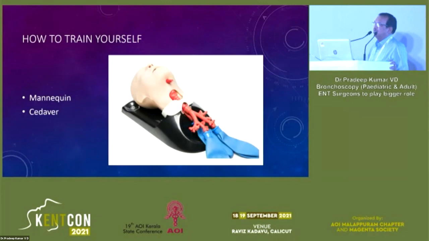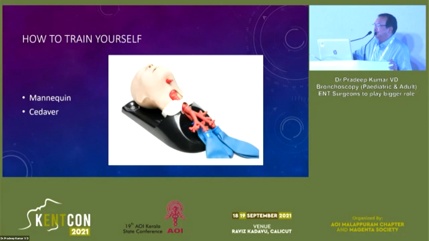So how to train yourself? There is no hands-on training available for rigid bronchoscopy. But you can train with mannequins or a cadaver, a sheep or goat cadaver with the lungs, which can be very useful. If you are really serious about it, you have to use it. I really compliment Dr. Sunil J. of Kollam. He organized a very good workshop in 2019. He had arranged all these mannequins and cadavers, which was a very good job. I really compliment him for that.